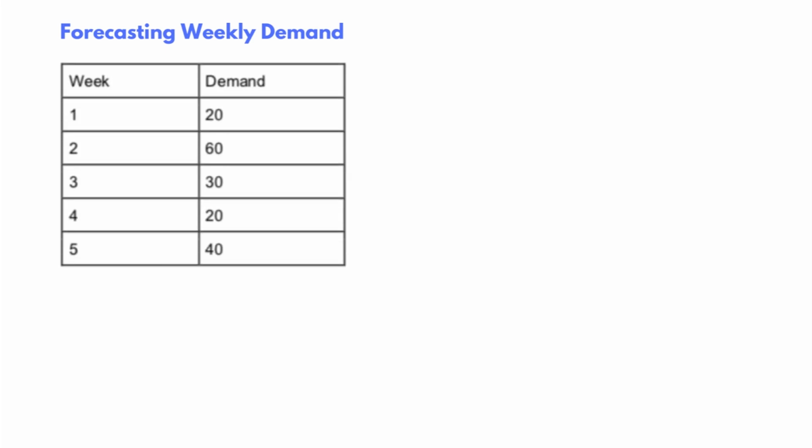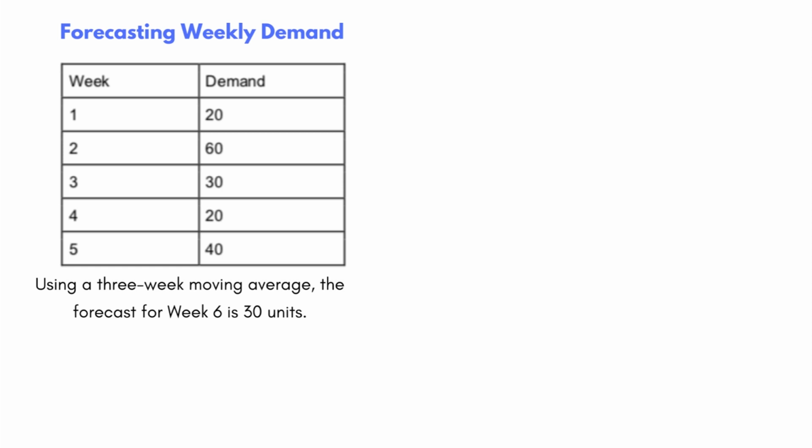Forecasting weekly demand. If a company has the following weekly demand figures: in week 1, the demand is 20. In week 2, it's 60. In week 3, the demand goes back down to 30. And in week 4, it's down to 20. By week 5, demand goes back up to 40. Using a 3-week moving average, let's calculate a forecast for week 6.